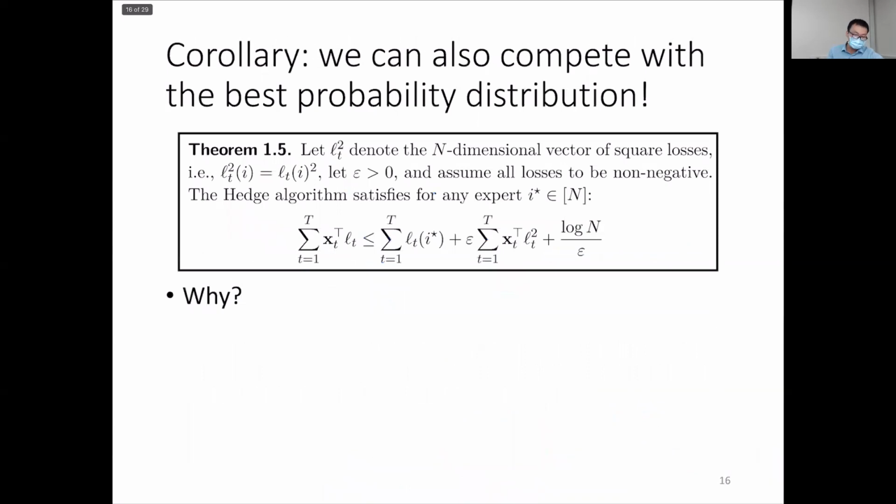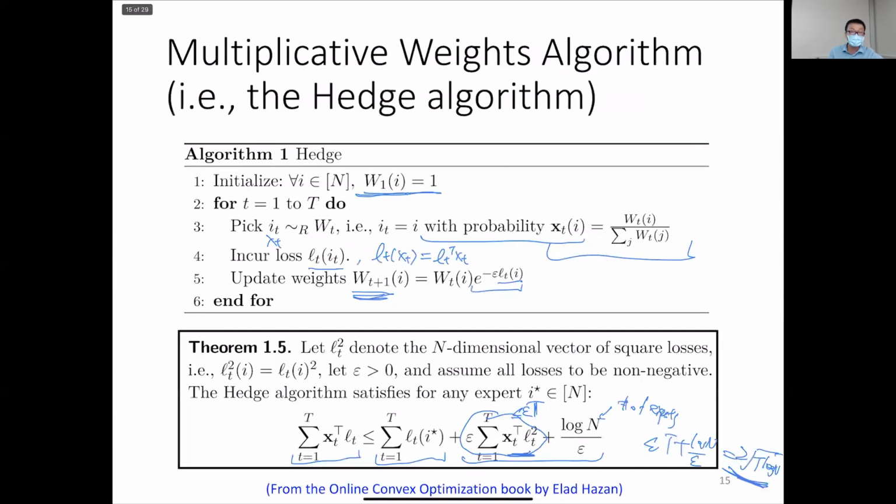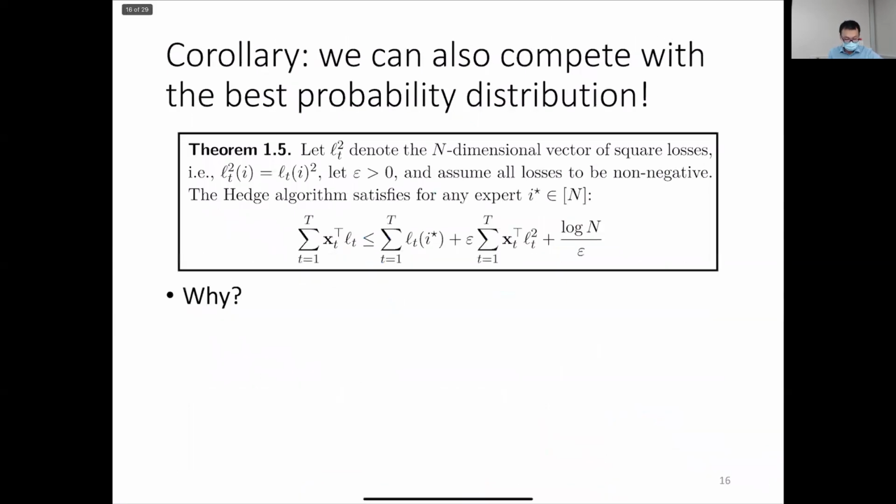Actually, before that, there is an important corollary that we'll be using. The previous theorem says that we can compete with the best expert in hindsight, right? But we can actually also compete with the best probability distribution over experts in hindsight. We can compete with any mixture of these experts in hindsight. It follows from a trivial argument. So notice that this i star can be anything.